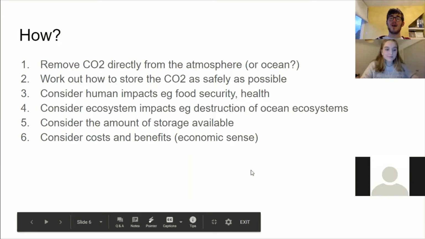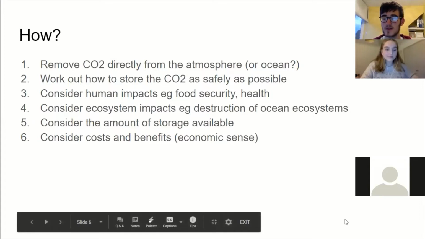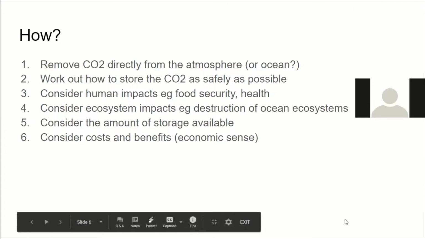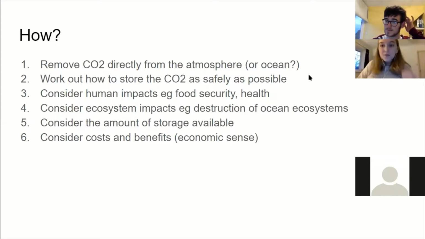So I want to start with asking people a question. Does anyone here have any idea of how we could remove CO2 from the atmosphere? Any clues? If anyone wants to contribute, feel free. You also don't have to contribute. You mentioned this once before, but planting larger scale forests?